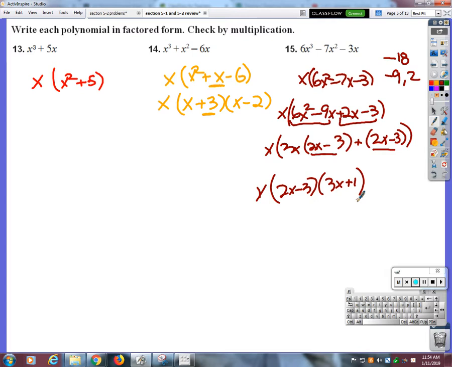Why did I put a plus 1? Well, I couldn't factor 3x out of here right at the beginning because 3 doesn't go into 7 evenly.